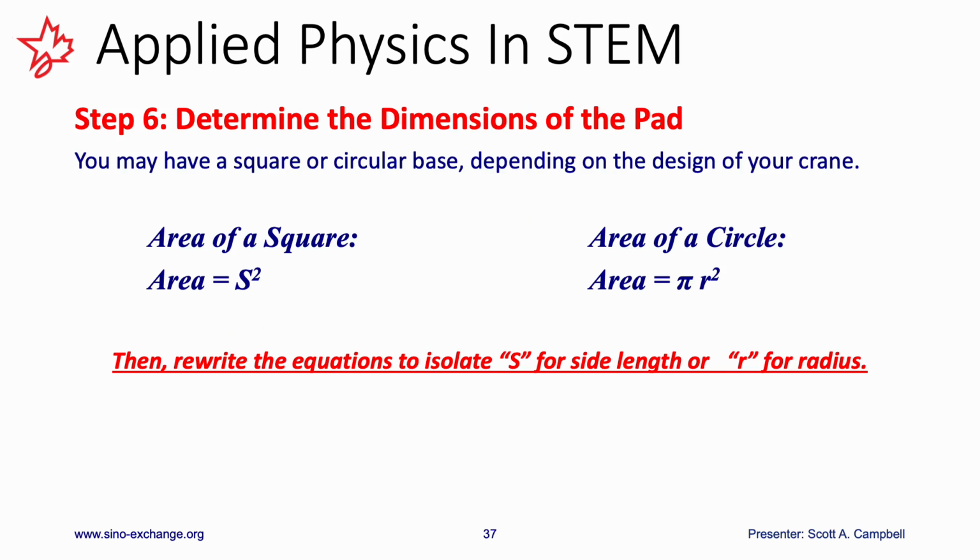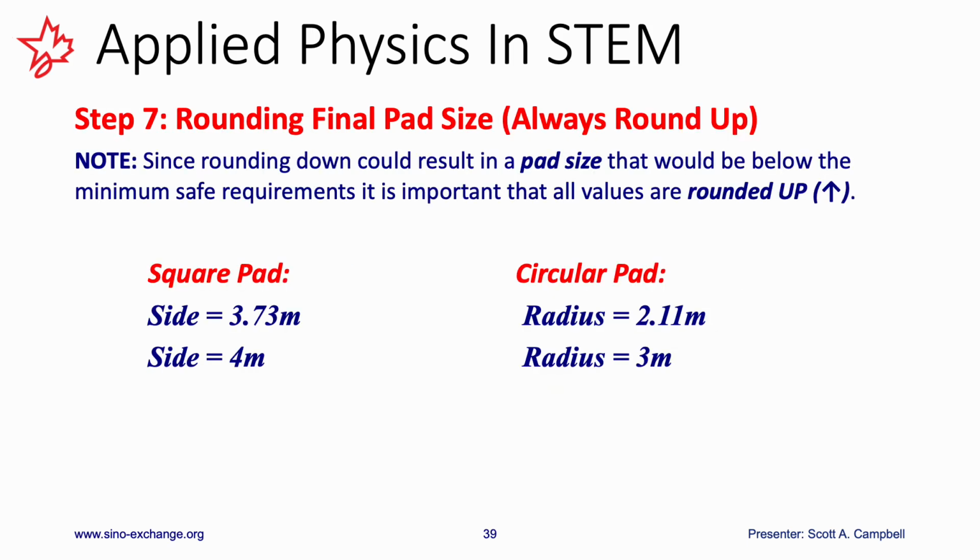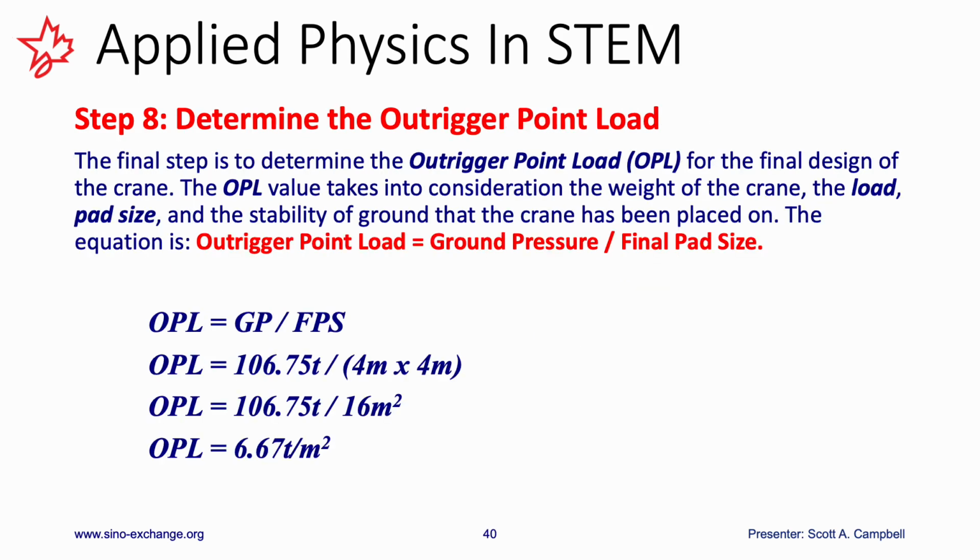And the method that we use will be slightly different depending on whether we plan on using either a square or circular pad. So at this point, we simply rewrite the equation and substitute for the known values. And finally, standard operating procedures dictates that we round all values up for good measure.